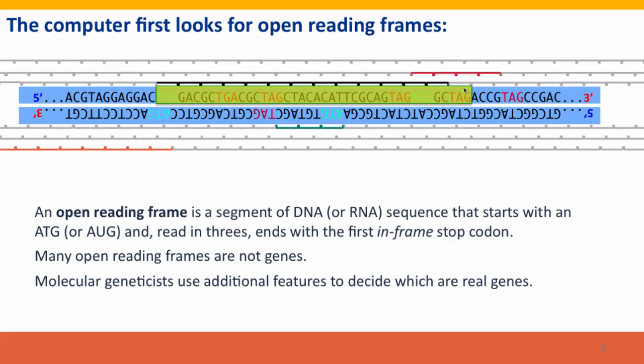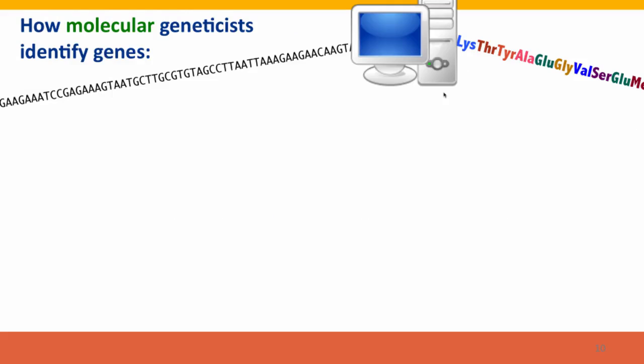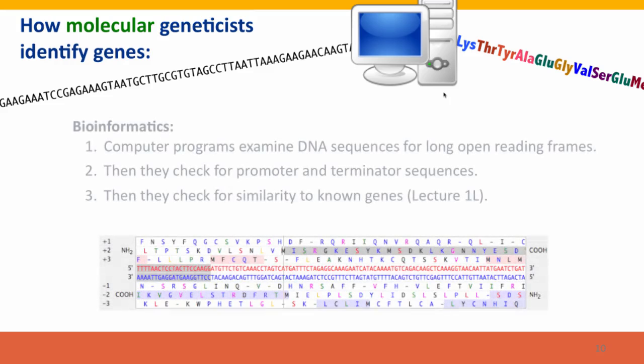Now, it can be moot whether you include the stop codon in the open reading frame or not. Finding open reading frames is only the very first step in finding genes with a computer. Many open reading frames are not genes at all. So we use additional features to decide if we're looking at something that might actually be a gene.